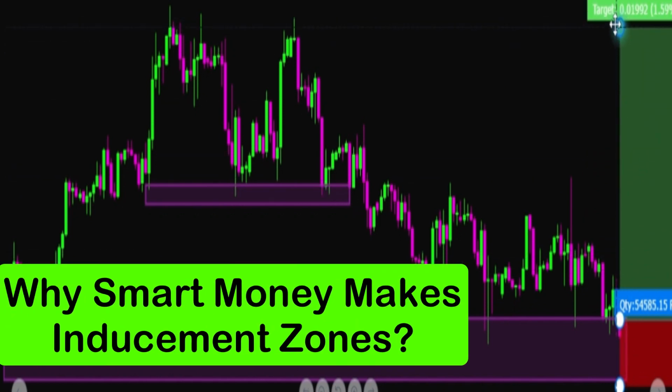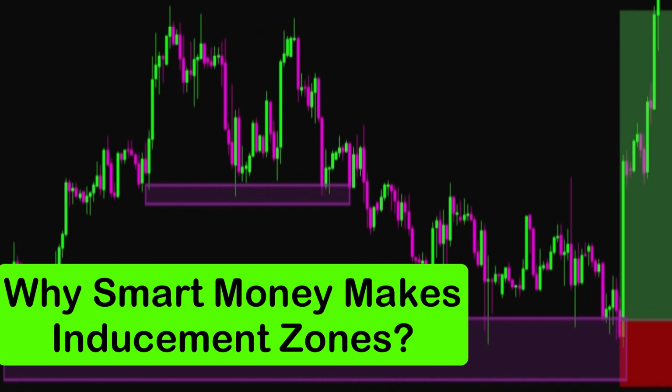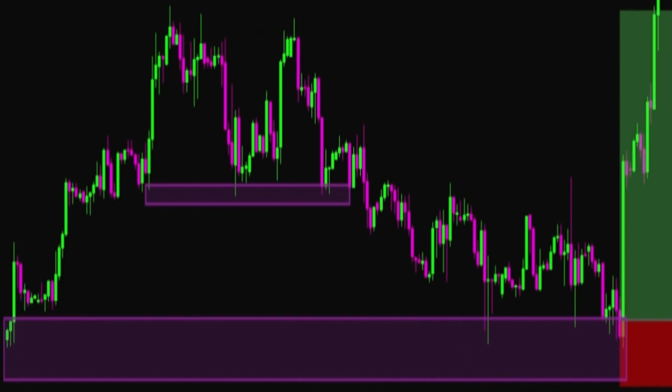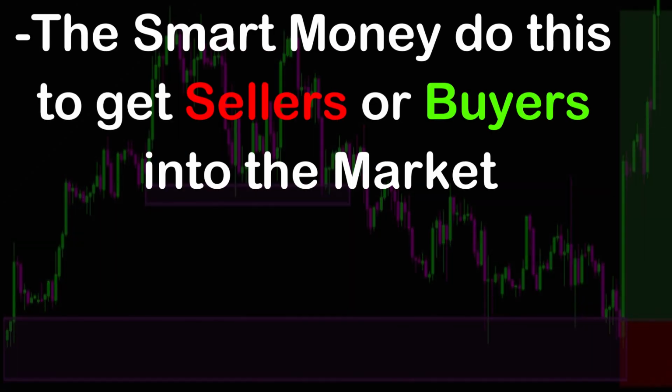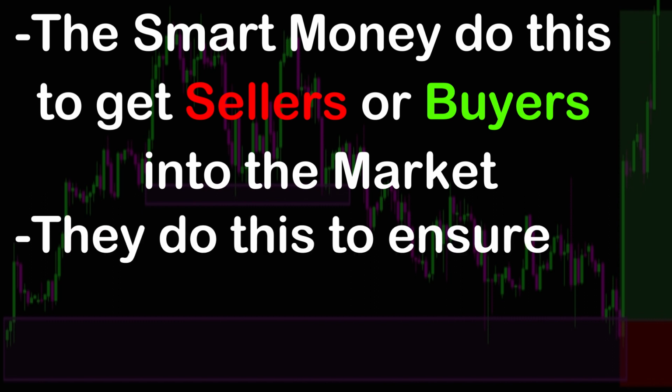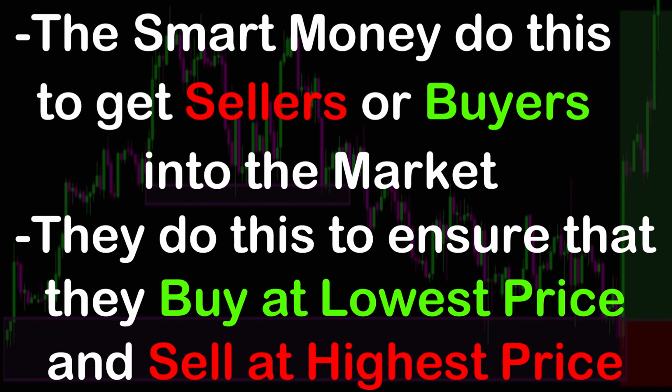Now let us learn why the smart money makes inducement zones in the market. They generally create inducement zones in order to get sellers or buyers into the market, as the smart money could not initiate their buy trade if there are no sellers, and similarly, they could not take a short position if there are no buyers in the market. Also, they do this to ensure that they buy the currency pair at the lowest price and sell at the highest price, and vice versa while taking a short position.